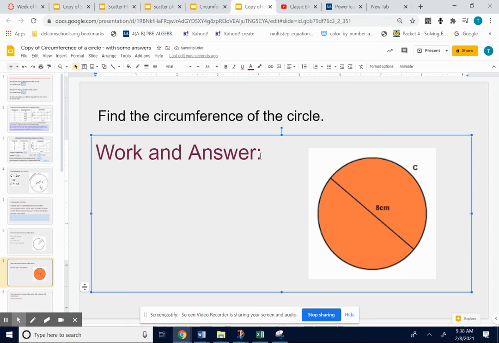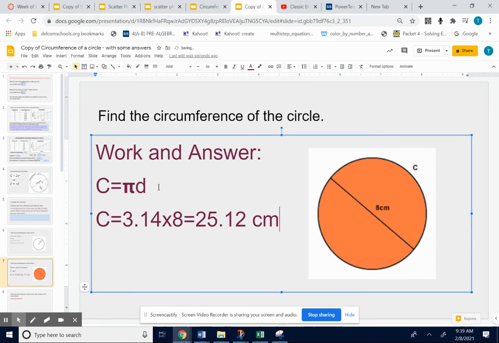In this problem, we want to find the circumference. We know circumference equals pi times diameter. In this problem, they gave you the diameter, so you can just use that 8 for the diameter. Remember, diameter is all the way across. So we could type in C equals 3.14 times 8, and 3.14 times 8 is 25.12 centimeters. So 25.12 centimeters around the edge of the circle.